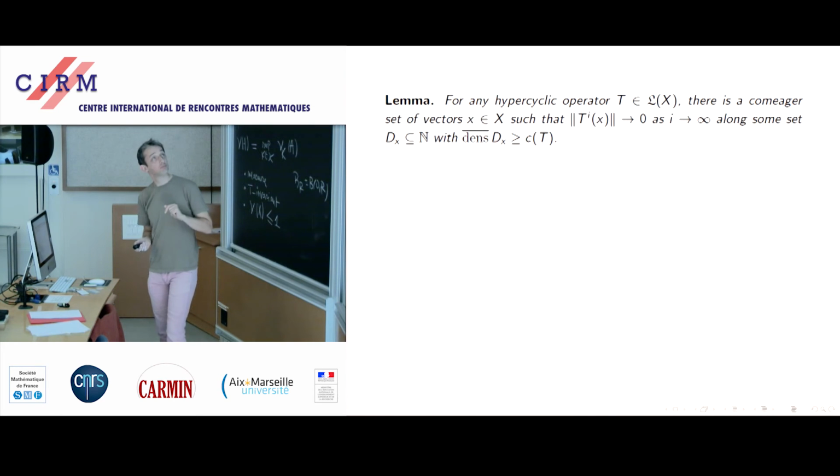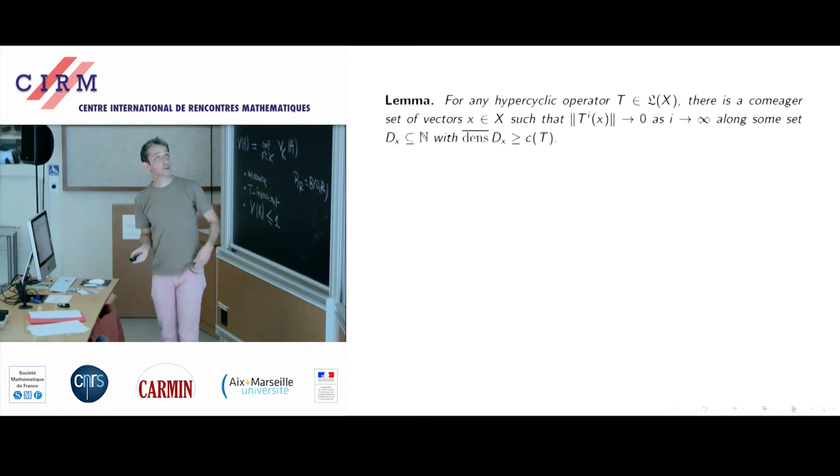Well, because if you just assume you have HC, you may have no orbit going to 0. Well, you still assume that you go to 0 along some set. So i has to tend to infinity. So, I mean, this is true, of course. Well, yes, you have an infinite set. So this is correct like this, even if C of T is 0.